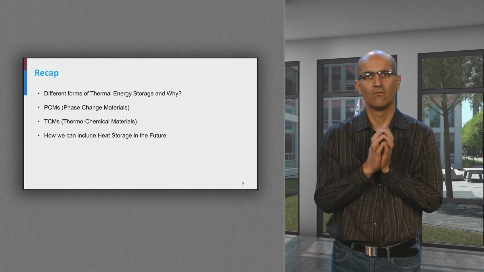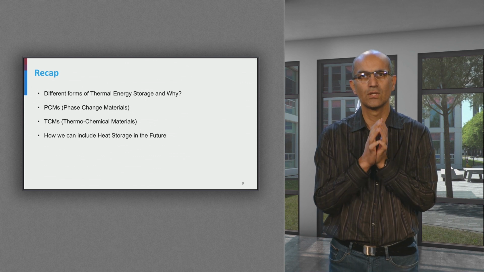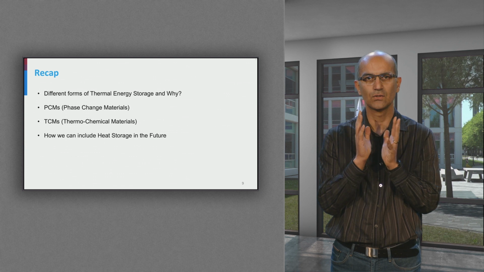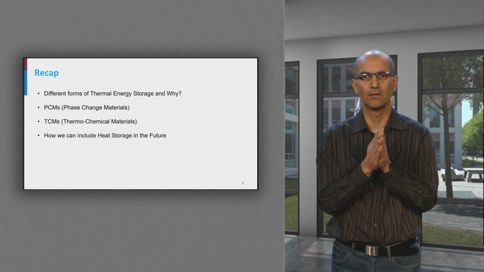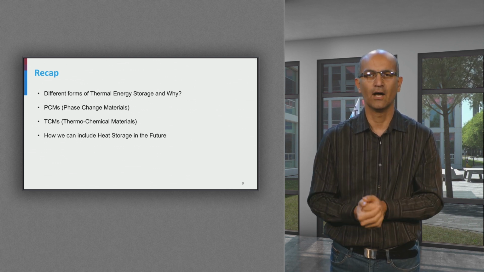To recap, we have discussed the importance of energy storage and given some examples of different types of energy storage. We have seen two types of thermal energy storages, PCMs and TCMs, and finally we covered the way forward for energy storage in the future and how we can use it.